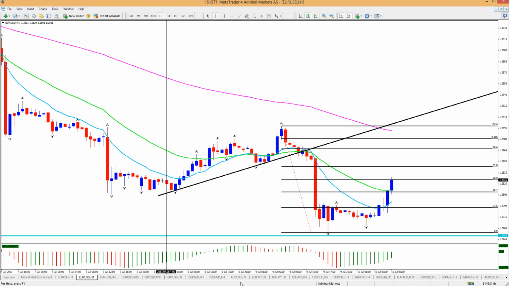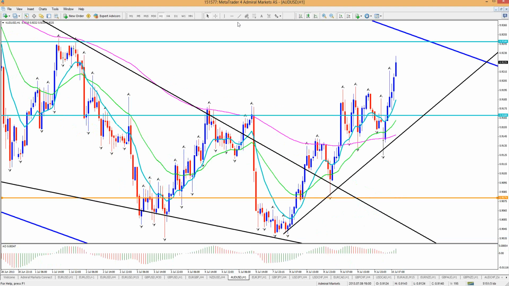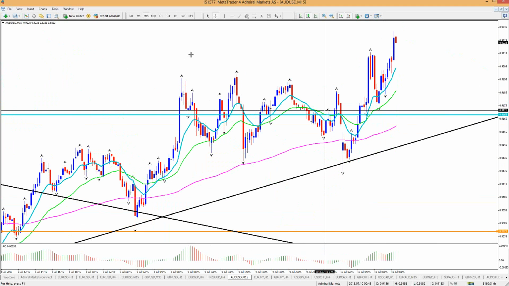Last thing I want to mention is the Aussie. Someone mentioned the Aussie. It's really getting close to that weekly high. It's really pushing. It's reached 92.30. Oof, that's going to be very interesting. Yet again, a move up. Wow.